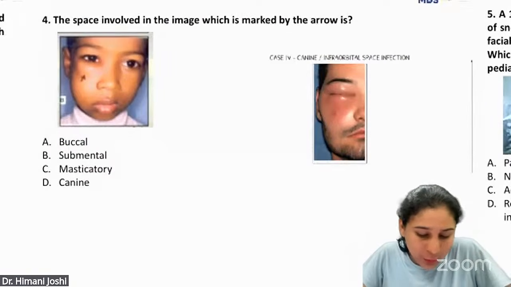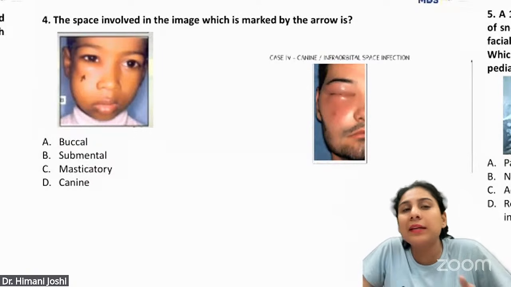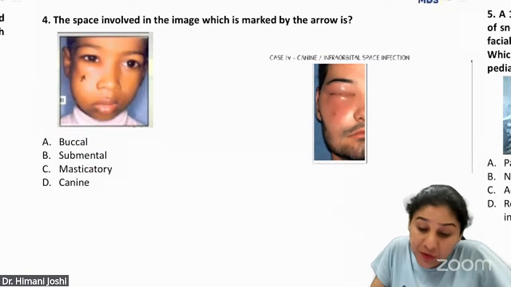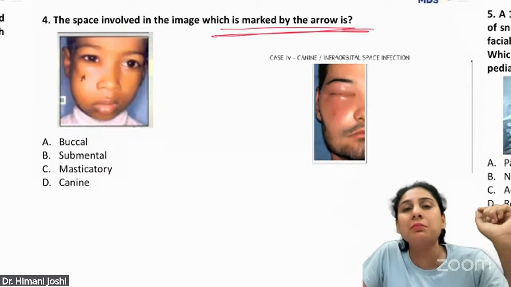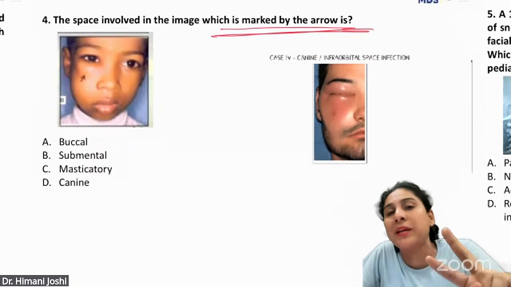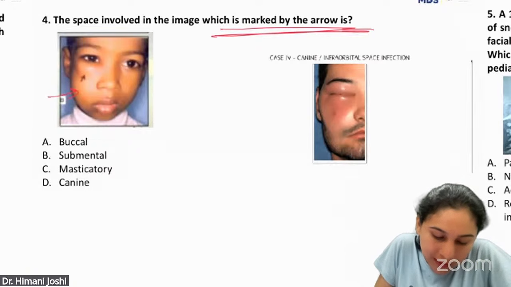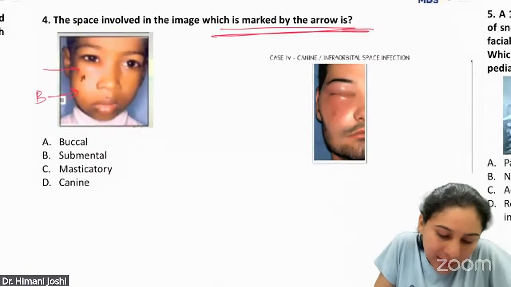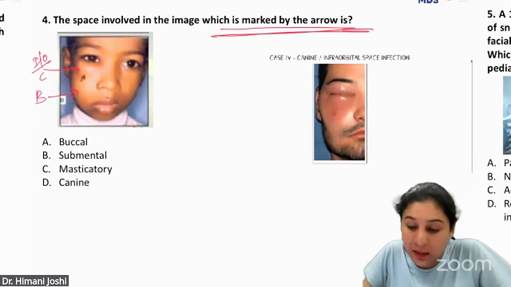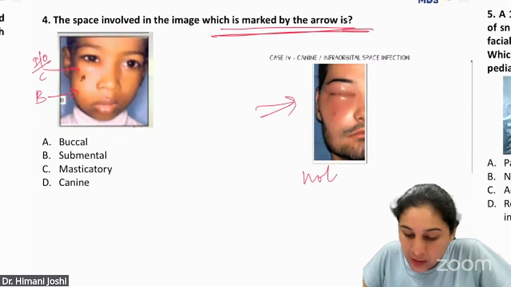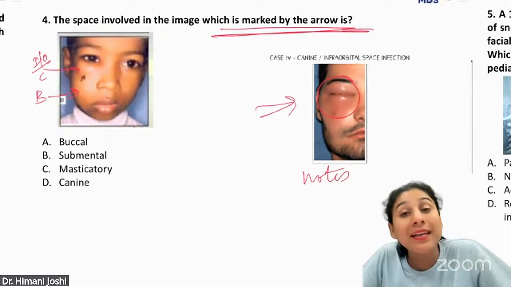Coming to question number 4, some of you might have made a mistake here. The space involved in the image which is marked by the arrow. Some of you have missed this part of the question marked by the arrow because you have seen two spaces. You can see the buccal space involved here and you can see the infraorbital space, which is also known as the canine space, right? And this is exactly the image which is there in our notes where we have shown you the canine space infection.